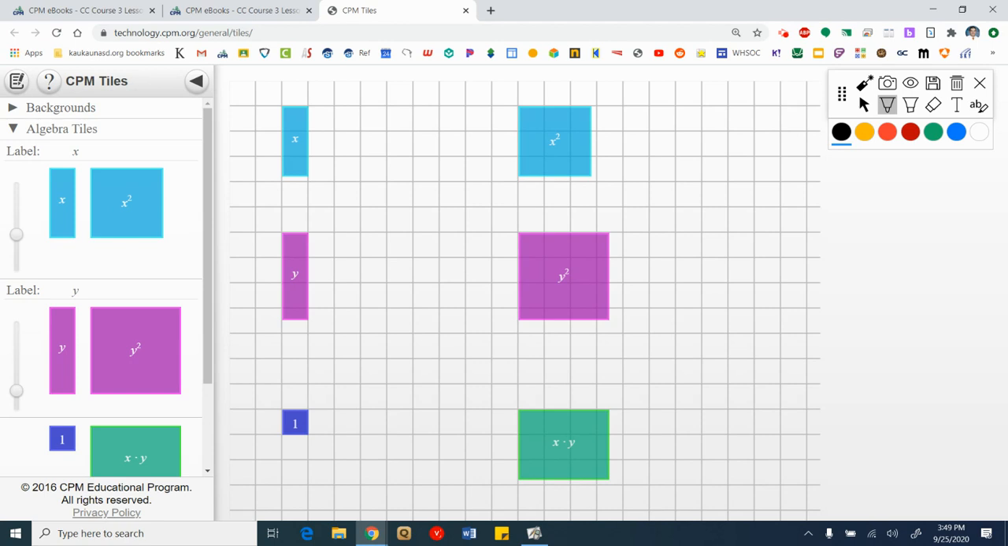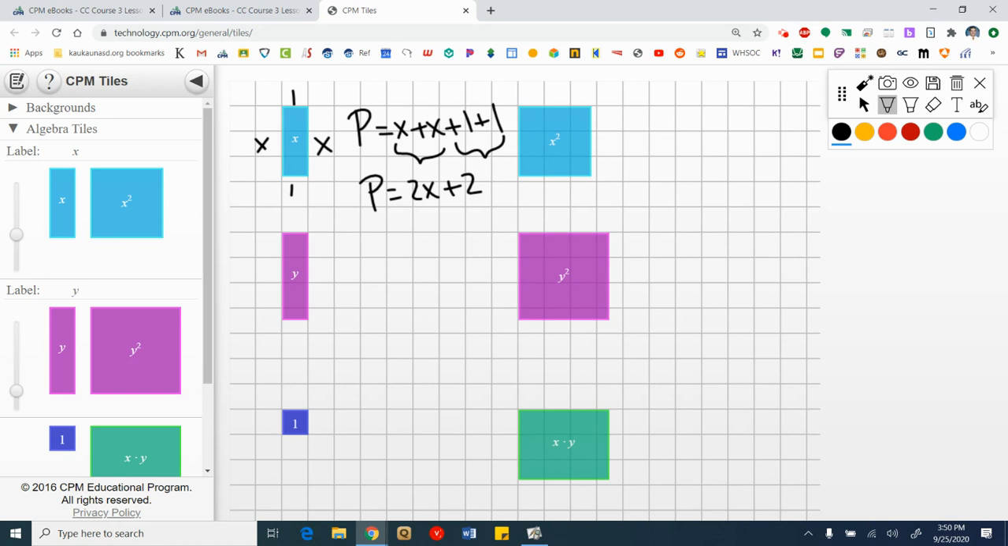perimeter. So remember, the perimeter is the sum of all the sides added up, and the sides of this tile are x, 1, x, and 1. So the perimeter here is equal to x plus 1 plus x plus 1. Well, if I go ahead and combine the x's with the x's, the ones with the ones, the perimeter of this tile is 2x plus 2. Go ahead and try the same with the y tile, 1 tile, x squared, y squared, and xy tile. Pause the video, please. Give it a go on your own.